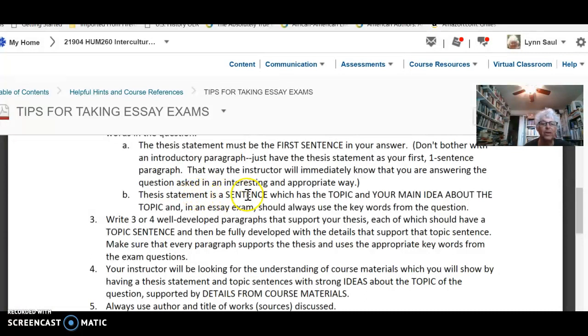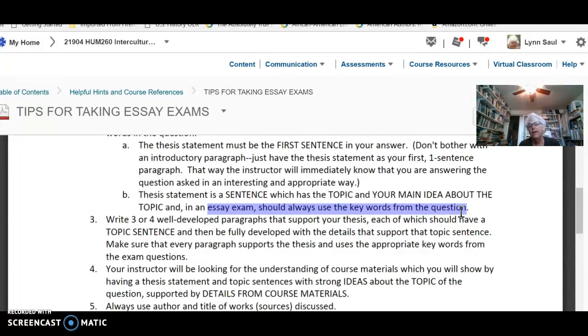The thesis statement has to be a sentence which has the topic and your main idea about the topic. And in an essay exam, you should always use the key words from the question. So you're going to want to have history and whatever the history situation is that you're going to discuss, the author and title or authors and titles of the literature you're going to discuss, and the title, and if there is a musician or an artist that goes with it for the art or music. And that should all be in your thesis along with your main idea about it.